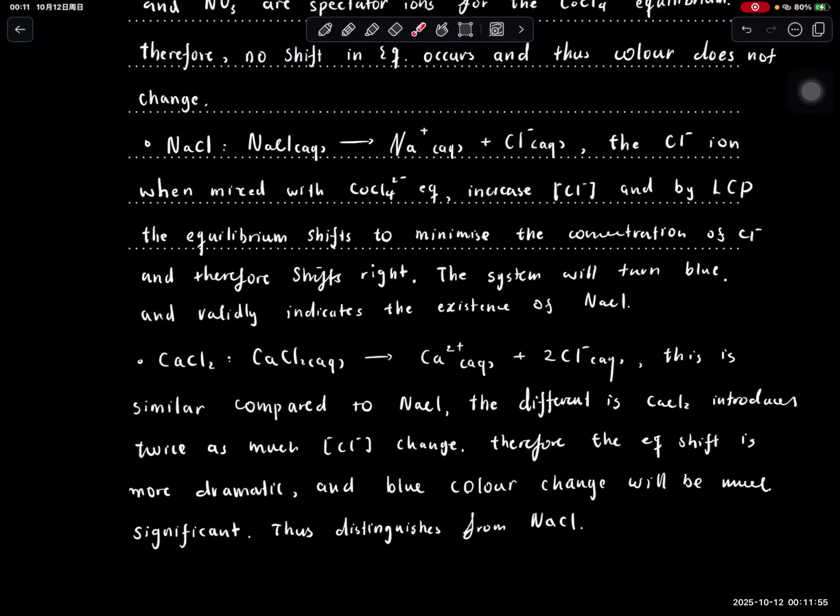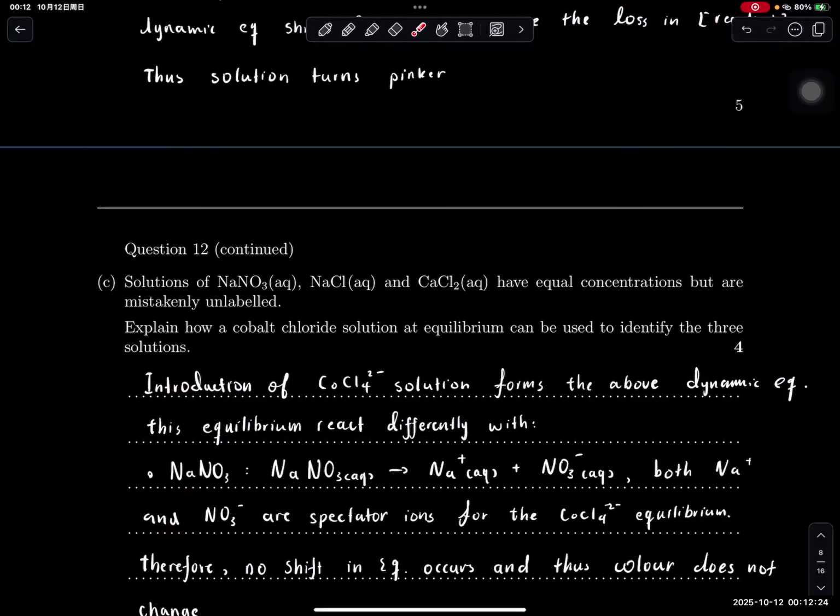However, because we have 2 chloride ions, that means we're increasing more chloride ions than in the case of sodium chloride, which means that the equilibrium will shift more significantly, which means that the color will appear more significantly. So that also distinguishes calcium chloride from sodium chloride, because the color will be more intense for calcium chloride.